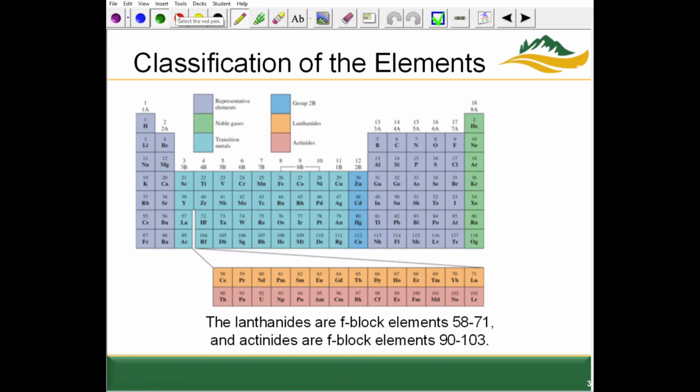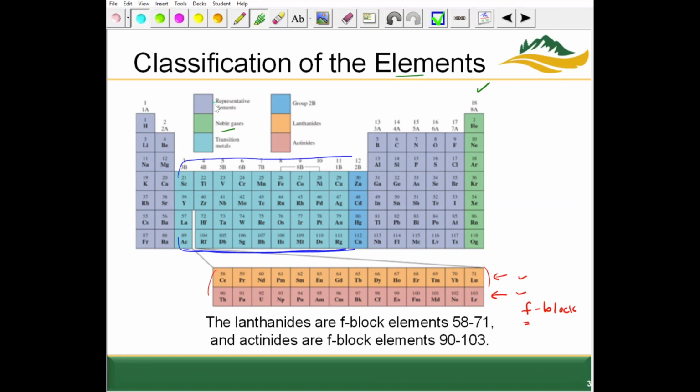So some classifications of elements we've seen before mostly. Noble gases are here. The lanthanides and actinides are here. We haven't really looked at those too much other than knowing they are in the F block, so these elements will have electrons that go into the F orbitals. Then in the middle here, these are our transition metals. Some of them can form more than one kind of cation, so they're sort of less predictable.